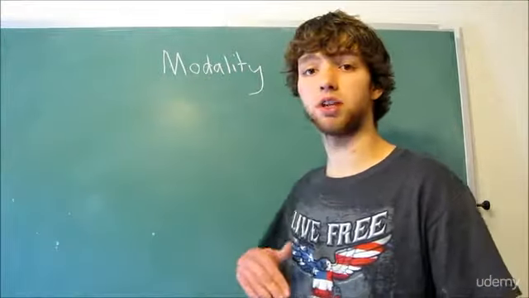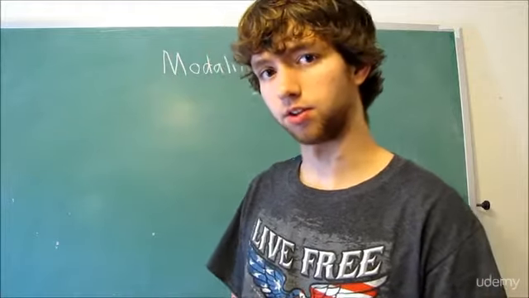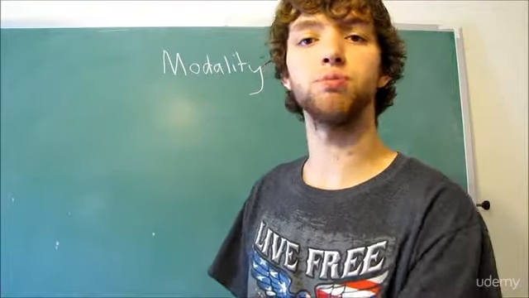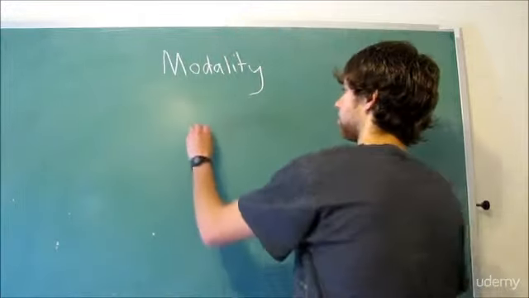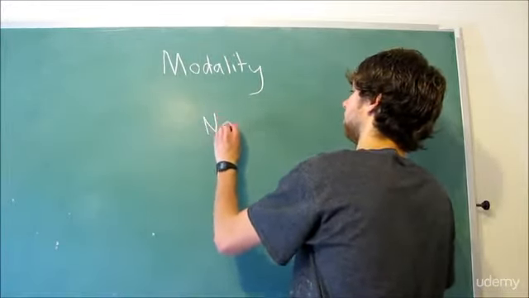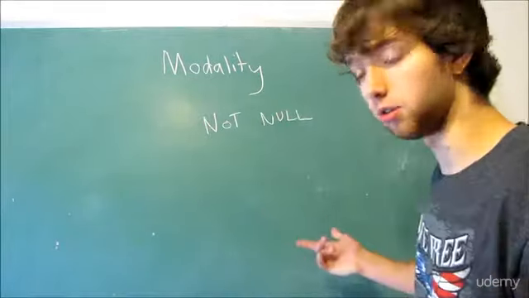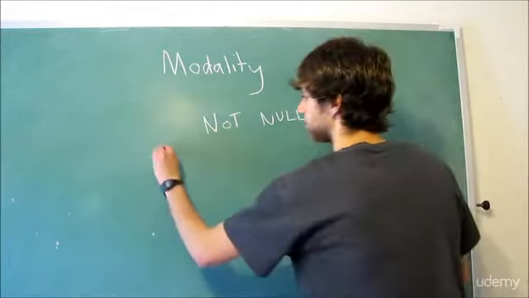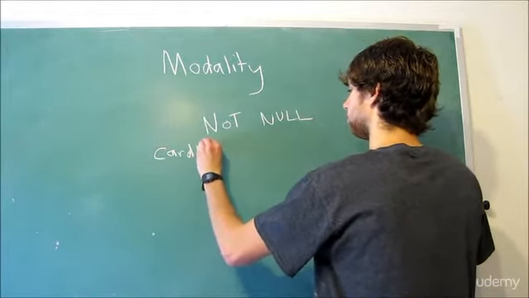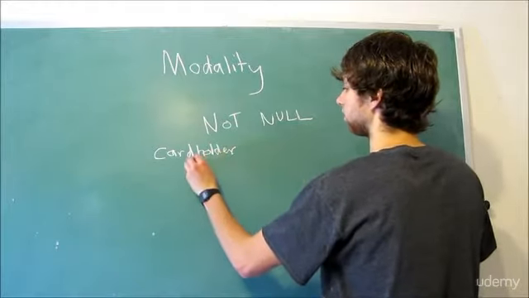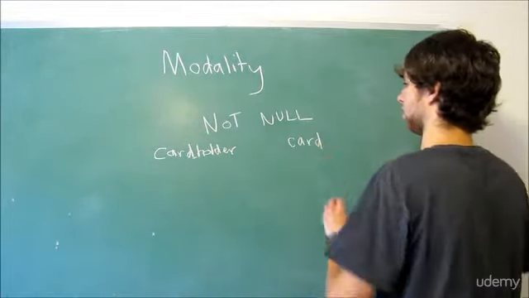Modality is basically whether or not the child is a required child, if the relationship is required. We talked about that when we talked about the column characteristic not null. So think of it like this. We have a credit card company, we have a table for the card holder, and then we have a table for the card.